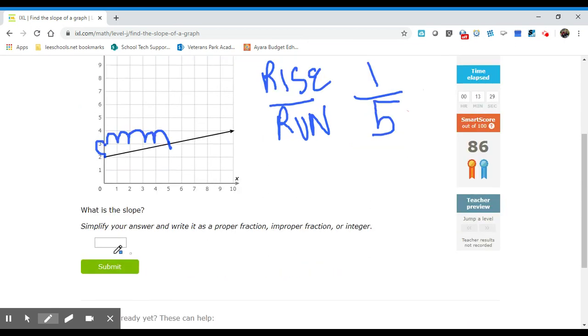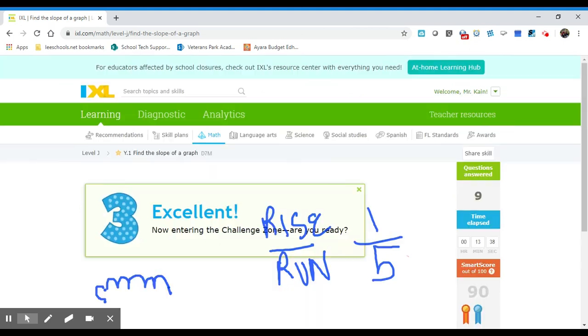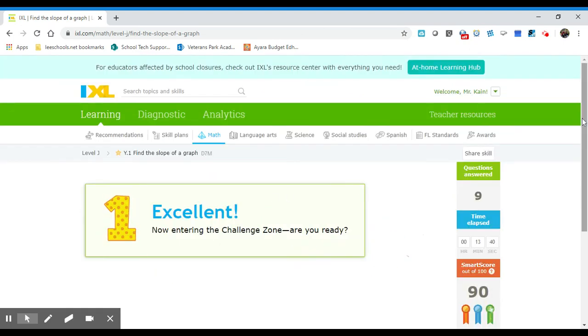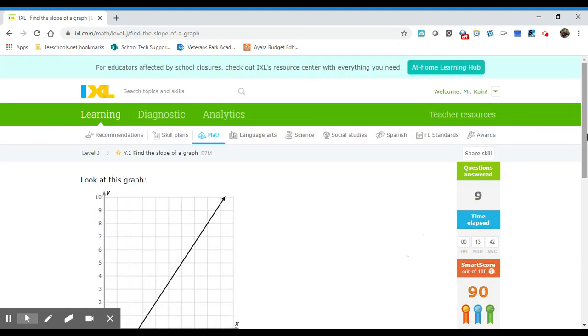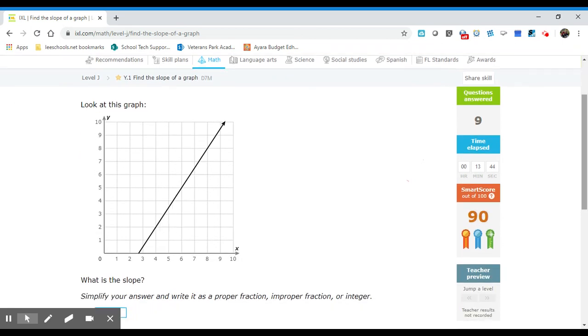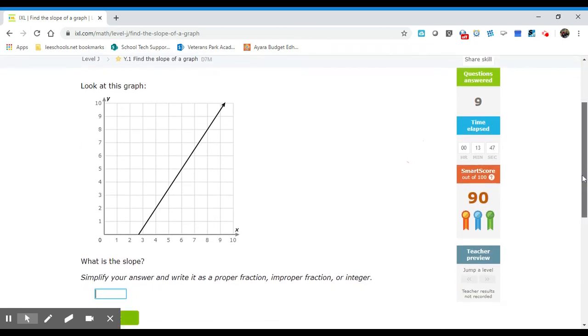I'm just going to keep it going here, see if we run into any other types of problems. Let's see. All right, 1/5. All right, we're in the challenge zone. Let's see if we get anything that looks a little different. No, it looks like they're all about the same here.